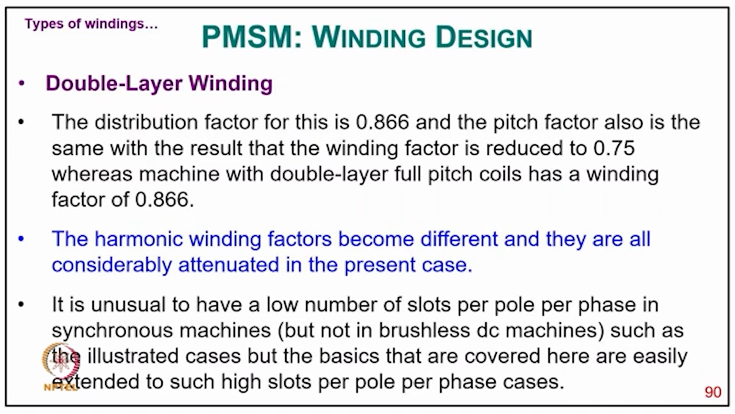So it is unusual to have a low number of slots per pole per phase in synchronous machines, but not in the brushless DC machine, such as the illustrated case. But the basics that are covered here are easily extended to such high slots per pole per phase cases.